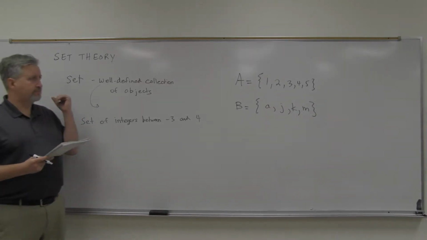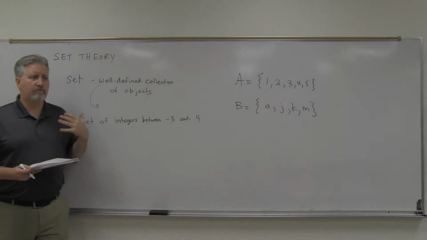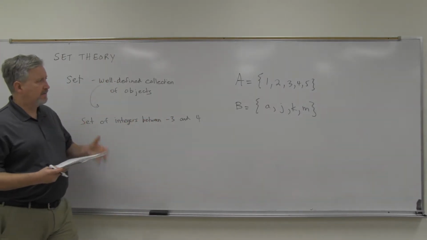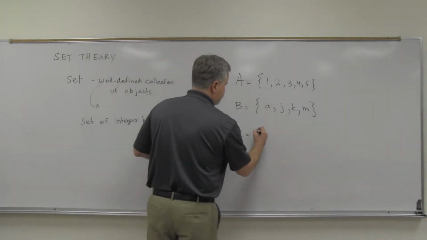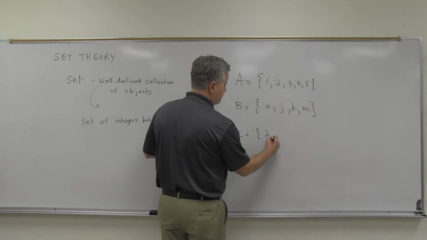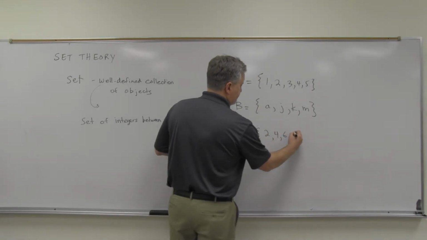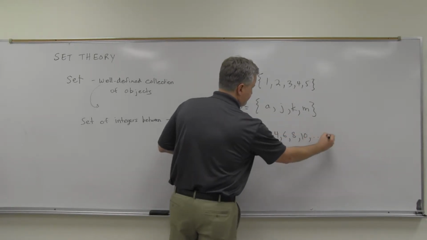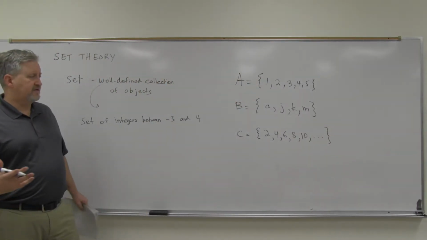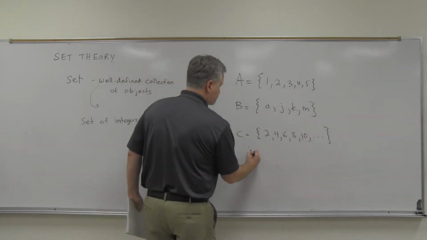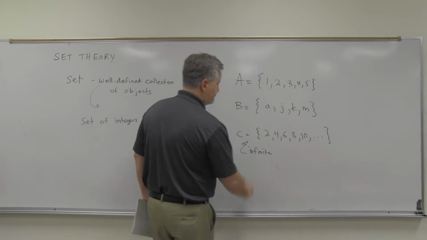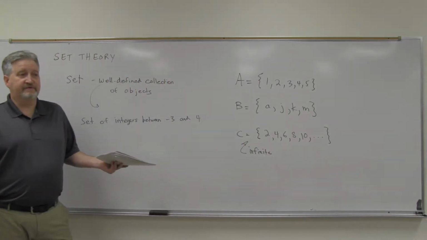Now, we probably all know the idea of infinite. Let's call this set C, and let's make set C an infinite set: 2, 4, 6, 8, 10, and so on. Okay, so it's the even numbers. So that's an infinite set, because it doesn't ever stop, it just keeps going.